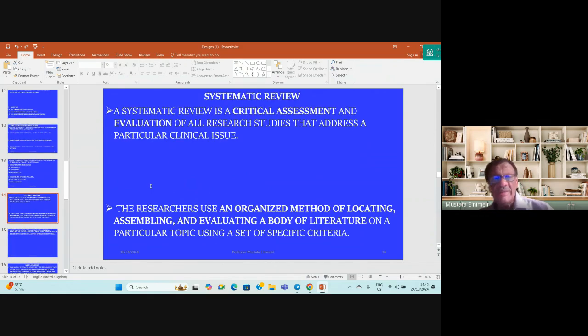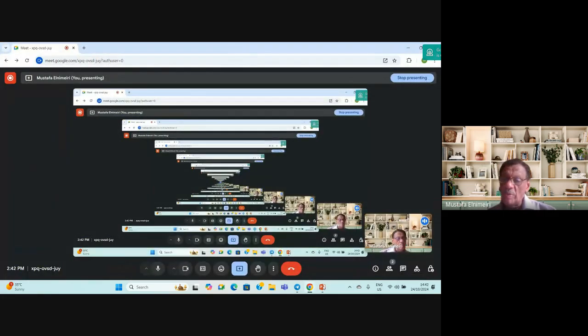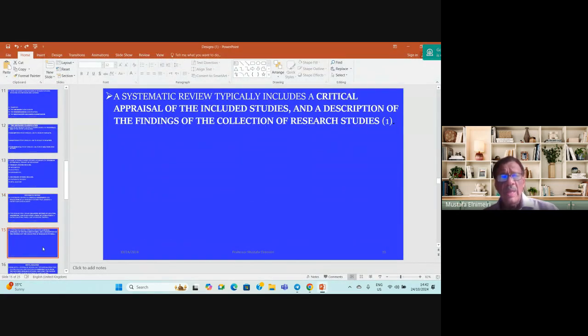And now let us define what is meant by systematic review. A systematic review is a critical assessment and evaluation of all research studies that address a particular clinical issue or problem. The researcher uses an organized method or approach of locating, assembling, and evaluating a body of literature on a particular topic using a set of specific criteria to come up with the systematic review report. A systematic review typically includes a critical appraisal of the included studies.